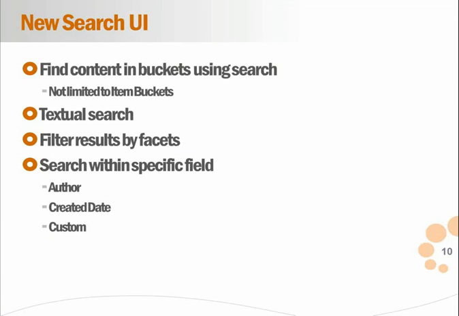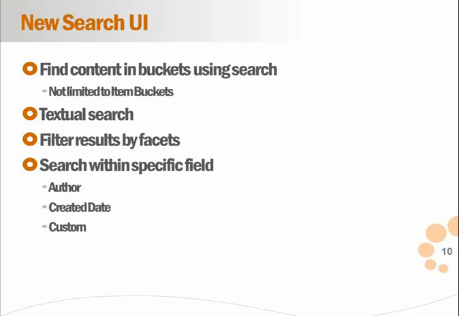However, the search improvements are not limited just to item buckets. You can move to any section within the content tree and open up a new search tab and start searching for content from that point below. So if I had my general site structure, I could be searching for an article or a person or any content type up at my site root level, and that will be searching all of the descendants. So that gives me capability to search the entire content tree, whether the content is in a bucket or not.